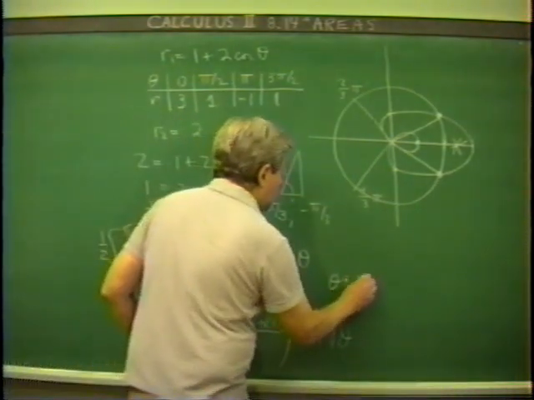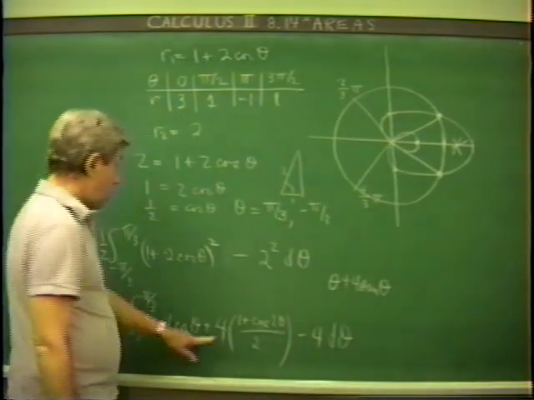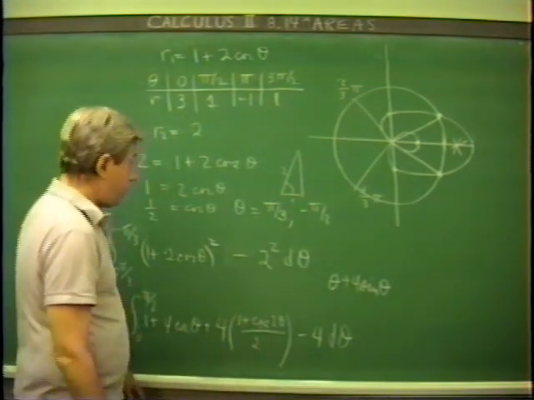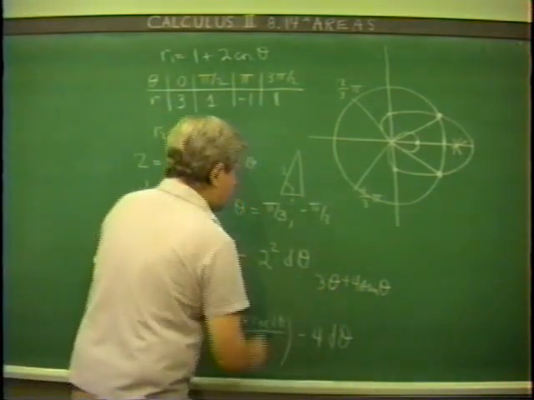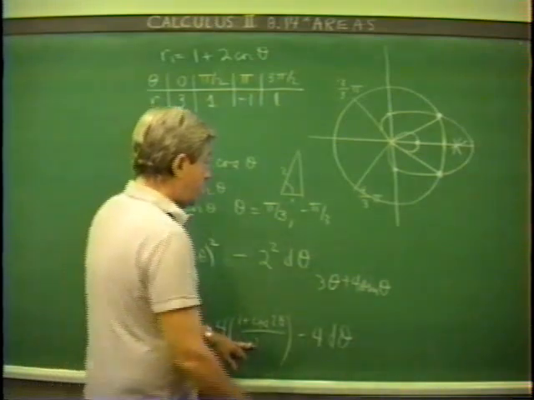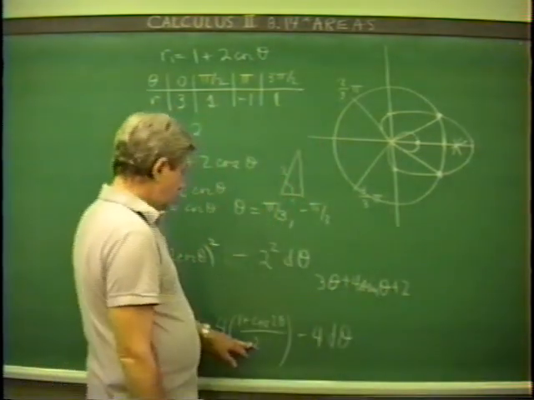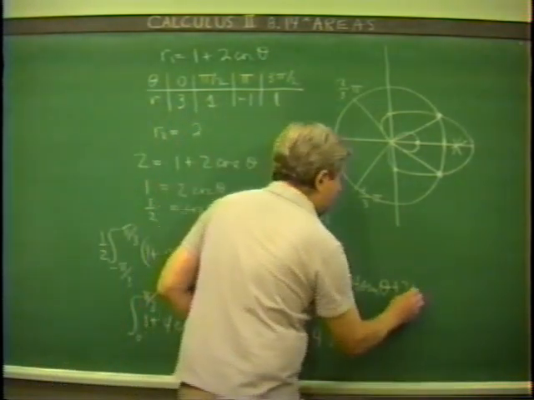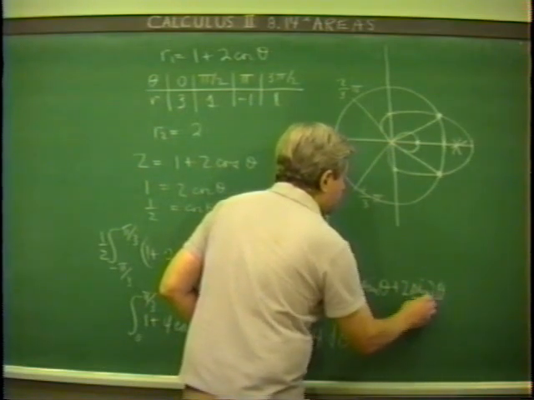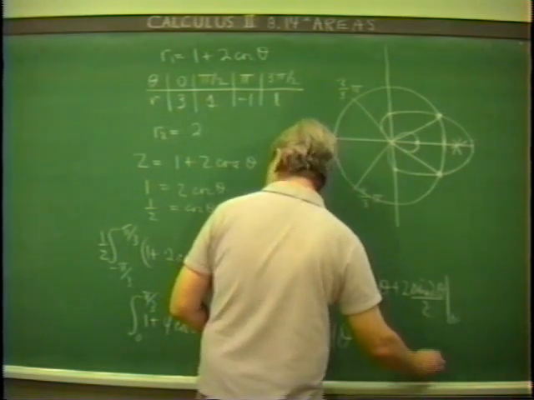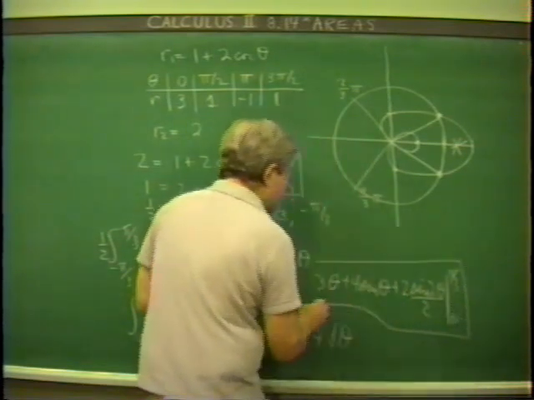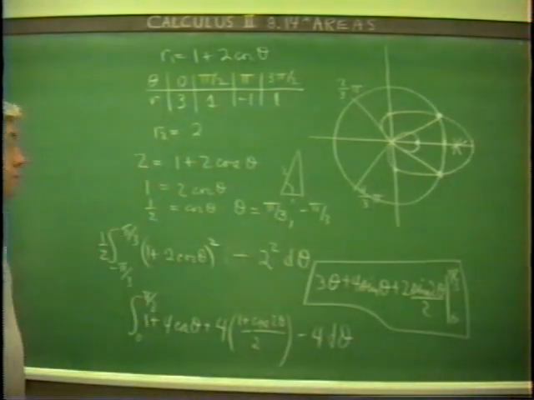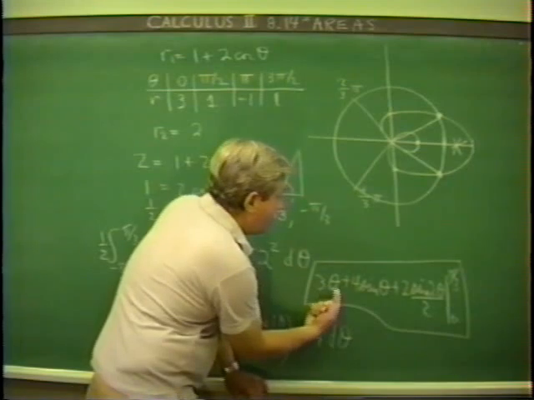Right? And the antiderivative is going to be theta plus 4 sine theta, plus 4 halves is 2. So we're going to get another 2 theta, so 3 theta altogether here. And then we've got 4 halves is 2. Then the antiderivative of cosine 2 theta is going to be sine 2 theta over 2. So we want to evaluate this from 0 to pi over 3. Right? Doing so is going to give us the answer.